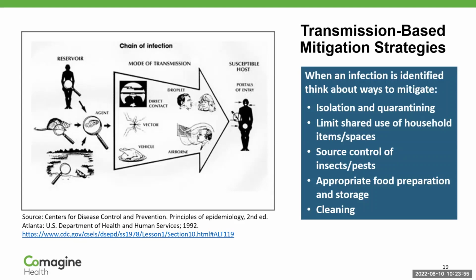So when an infection is identified, think about ways to mitigate. Remember isolation and quarantining, which is still fresh in our minds from COVID. Limit shared use of household items or spaces. If somebody's in isolation, they need to isolate. Source control of insects or pests. So make sure that you keep a handle on getting rid of any insects or pests, and appropriate food preparation and storage and cleaning is all critical. Let's go to the next slide.